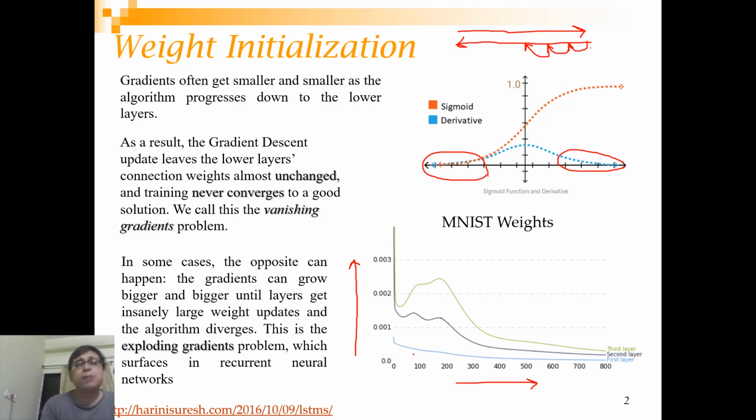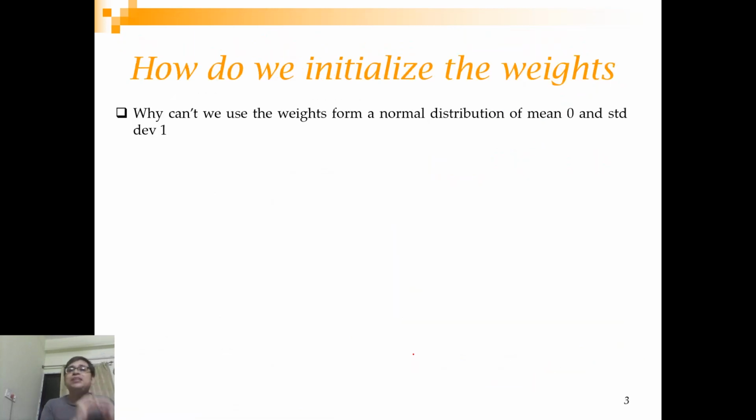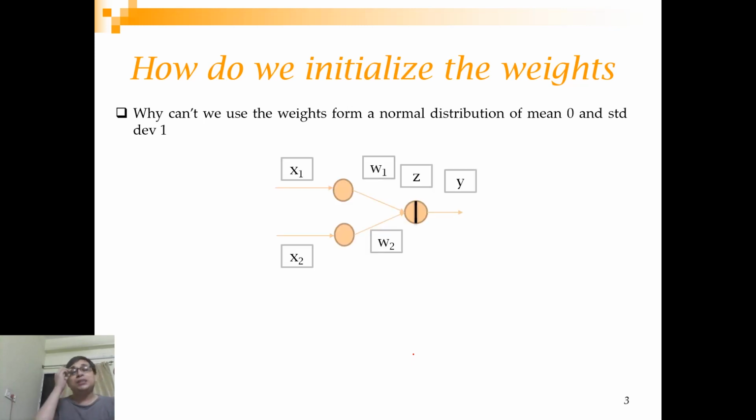So now we have understood that weights have a lot of role to play. How do we initialize the weights? One very simple idea could have been to take a normal distribution with mean 0 and standard deviation 1. Could that have worked well? Why doesn't it work well? Let's again take a very simple example. Let's say there are two input variables x1 and x2, which are getting multiplied by w1 and w2 to give z.